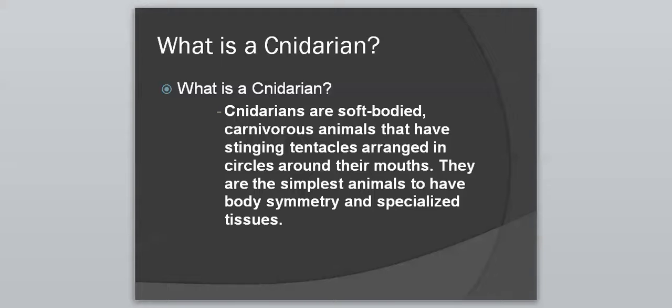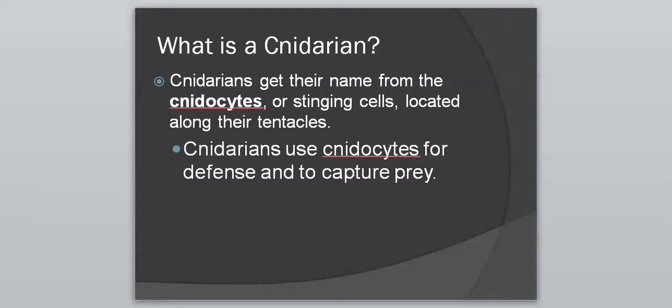So these are animals that are soft-bodied and carnivorous, meaning they eat other animals. They're going to have stinging tentacles. That's going to be the main defining characteristic of this group, because, in fact, they get their name from the cnidocytes, or the stinging cells that are located along their tentacles. The whole reason this group has its name is because they are named after the stinging cells located around their tentacles, and they use the cnidocytes for defense and to capture prey. So they can use these stingers to defend themselves and to actually grab a meal as well.